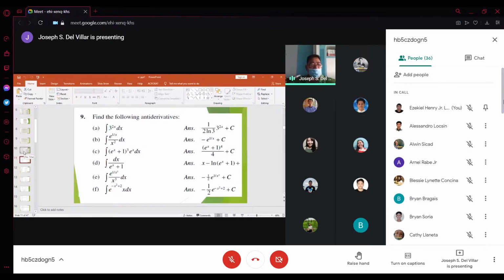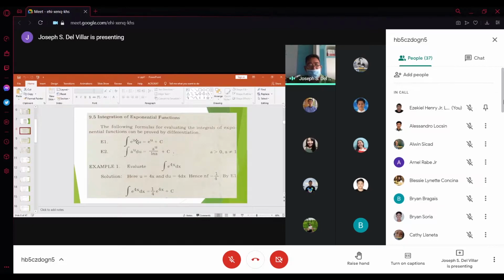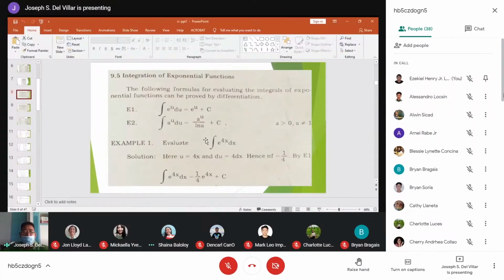So remember, we are on this one, exponential and logarithmic. So this is our formula: the integral of a to the u du is equal to a to the u over ln of a plus c, provided du is an exact differential of the exponent of a.